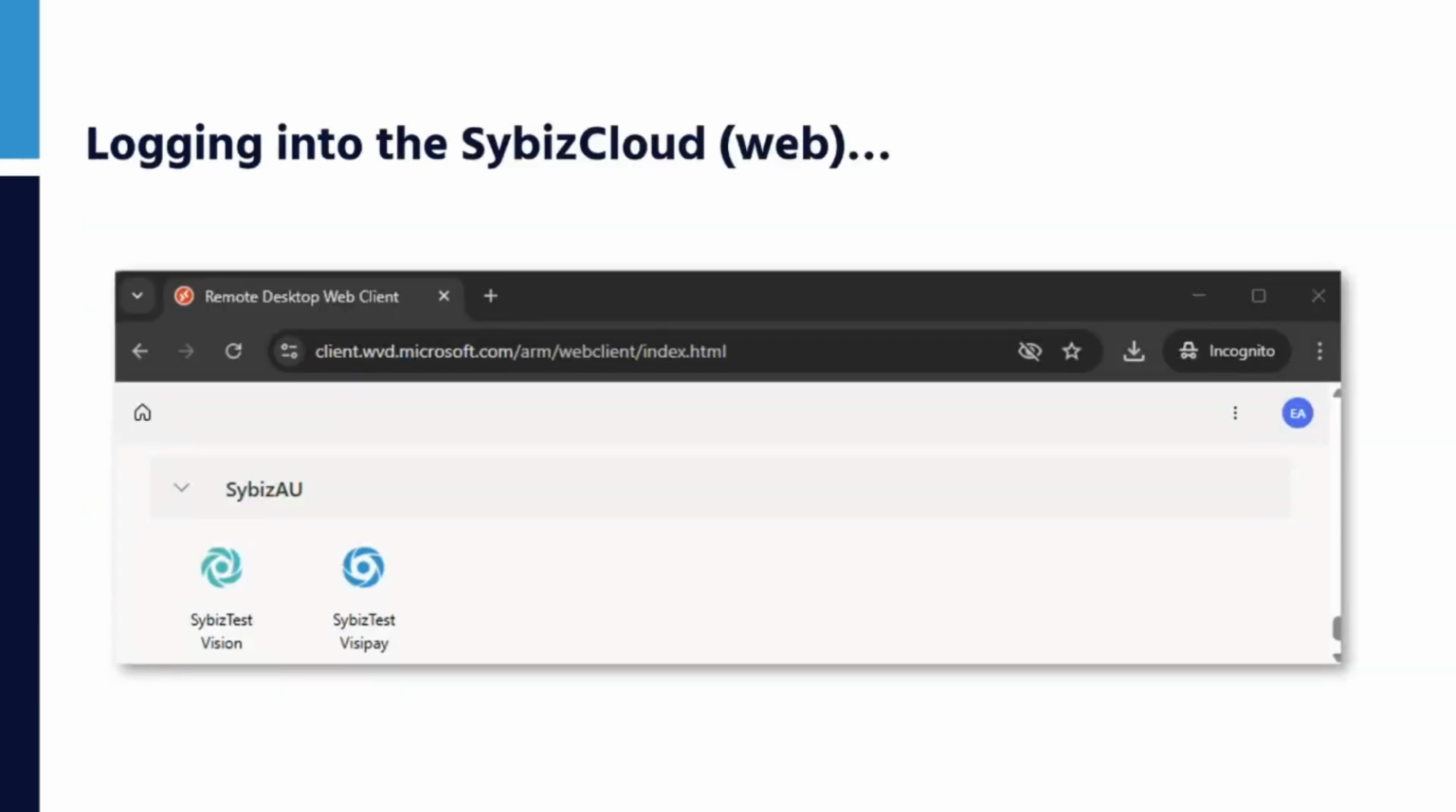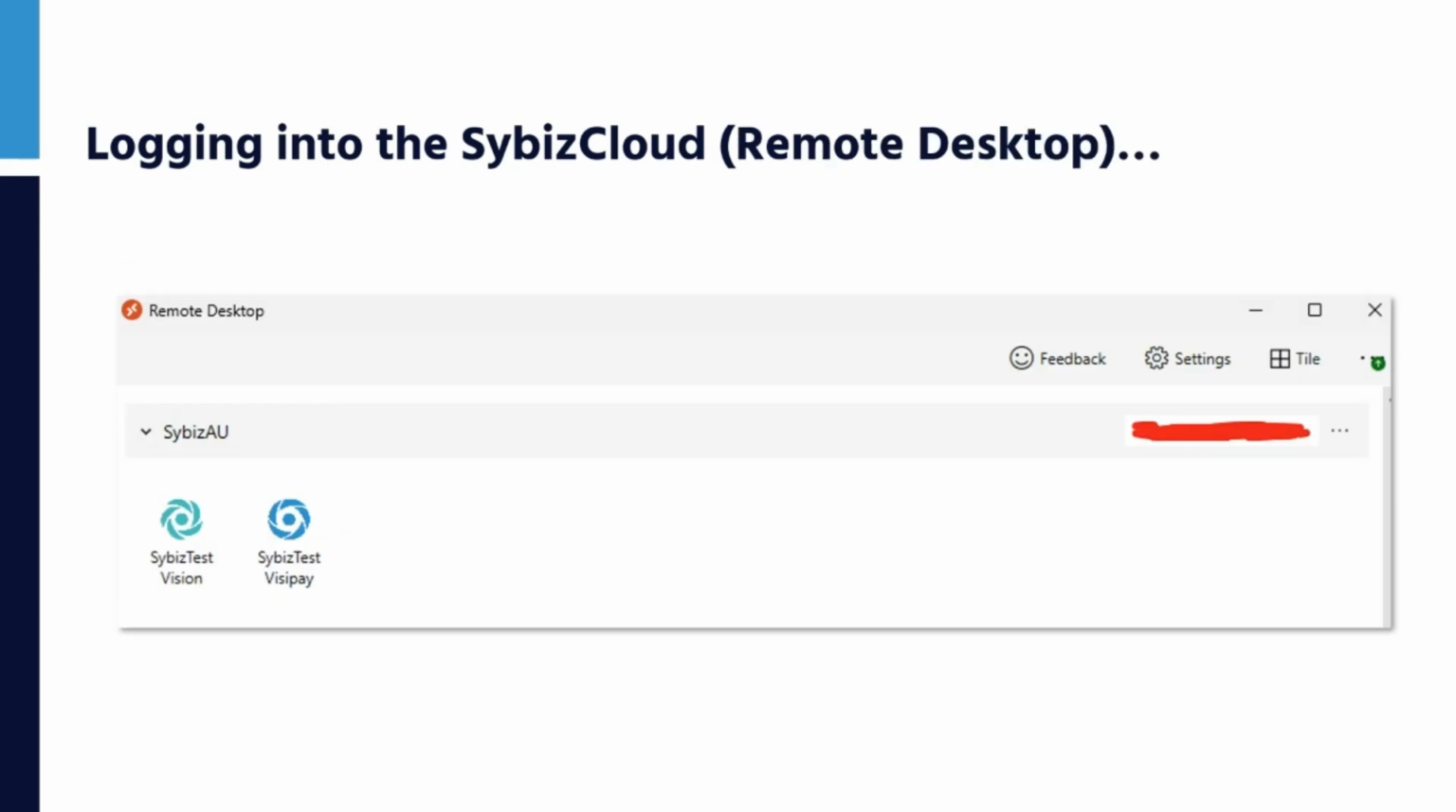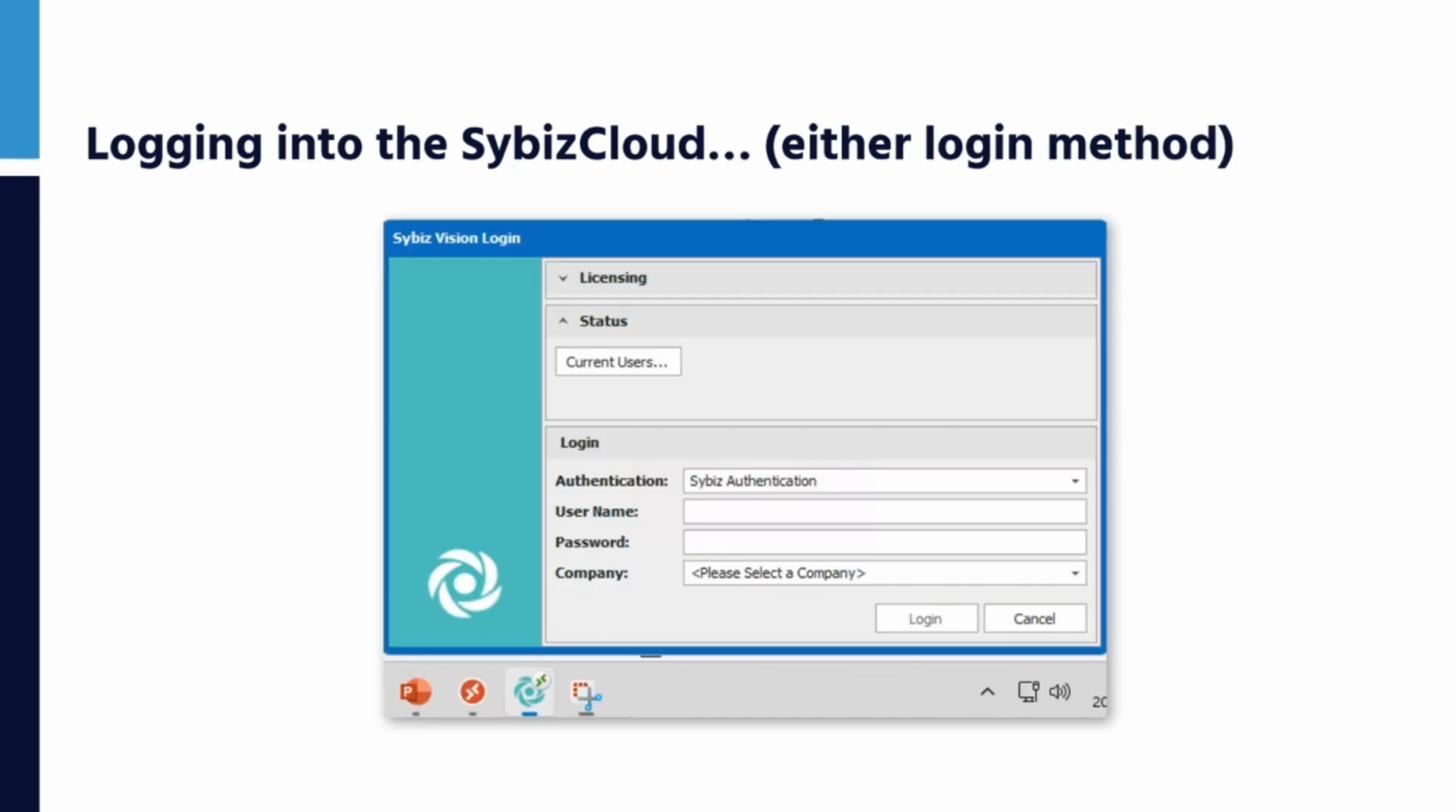So let's quickly discuss logging in. There are 2 main methods. As said, there's the web client, which you can access via a simple URL, and that will provide you with a set of icons if you've got Vision and/or VisiPay, depending on what you have. You click that and you log in. As I said, we'll go through a live demo of this momentarily. The alternative is the remote desktop, and it's the same thing. The only difference is instead of being inside a web browser, it is inside a discrete application. Same thing though, you launch it up, you see your Vision and VisiPay icons, click them, and head to the login screen.